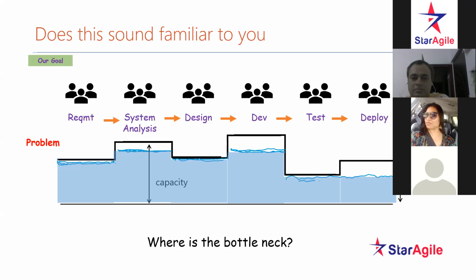At the testing stage, the capacity is very low. Very less. Now, the same question which I asked you previously, what can be done here? We can increase the capacity at testing, or we can reduce during the system analysis, or we can make it linear in a way. Or we can use a cross-functional team, where developers can do some testing as well.